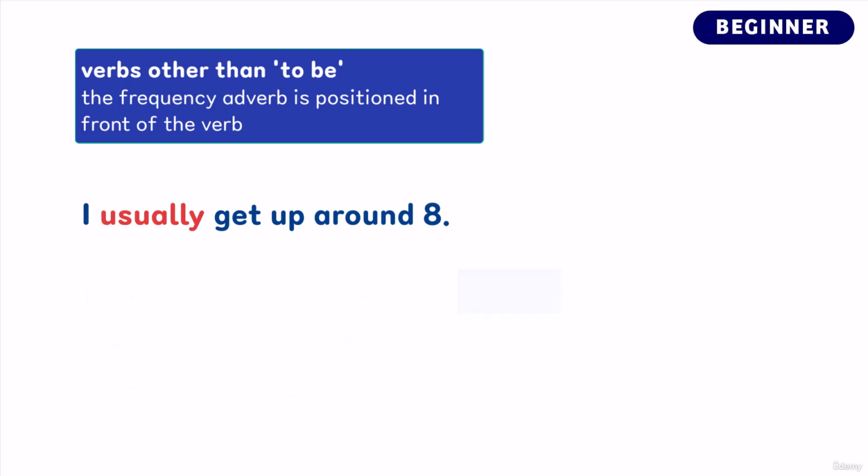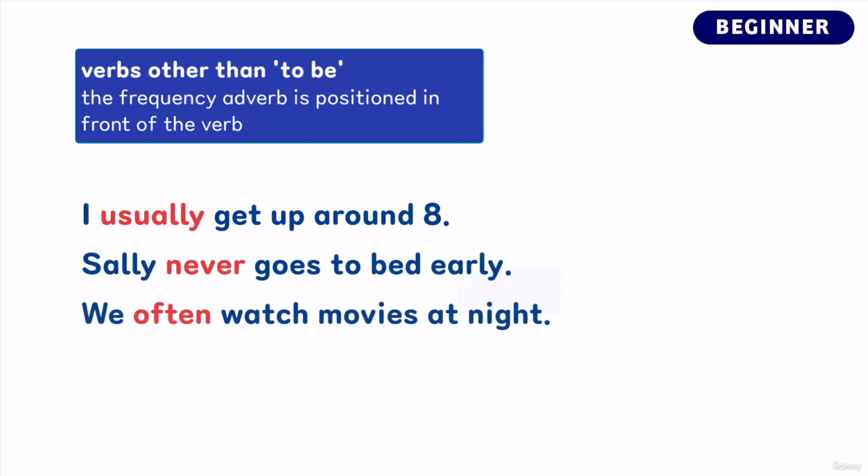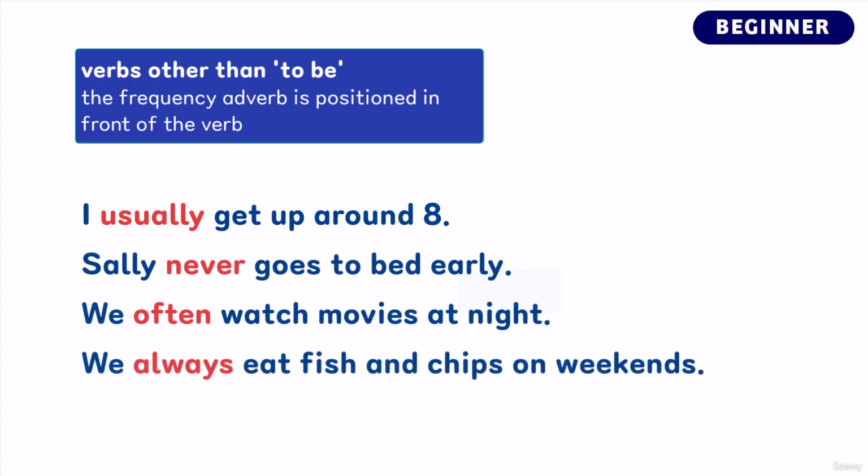Let's take a look at a few more example sentences. She never goes to bed early. We often watch movies at night. We always eat fish and chips on weekends. So as you can see, the frequency adverbs are positioned in front of the verbs in each sentence.